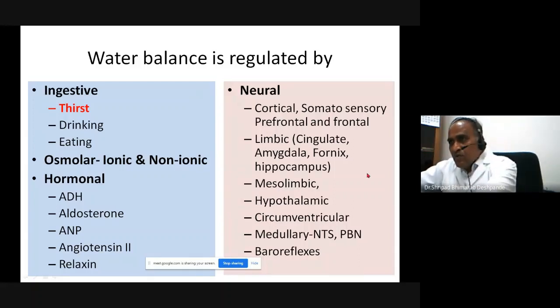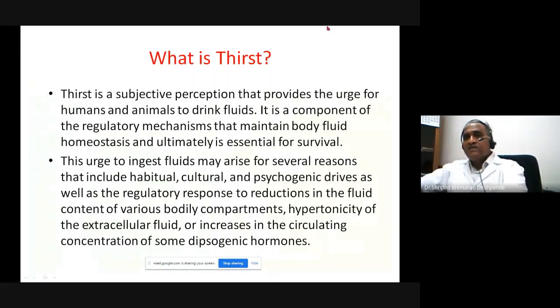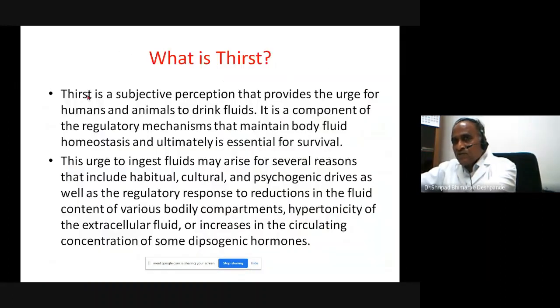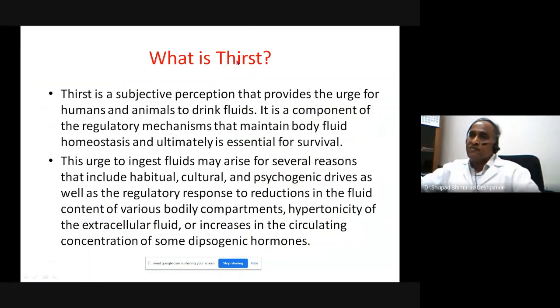Now we move on to the next. What is thirst? Because here, if you go back, thirst was the main thing. So now we want to know, or today I will be mostly focusing on this component of the water balance. Others also I will tell, but mostly I'm concentrating on the thirst.